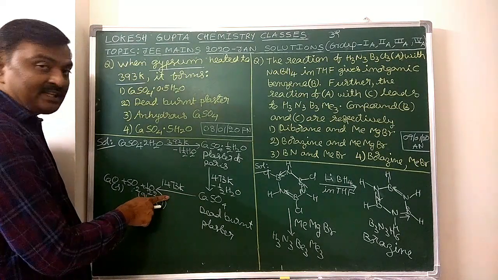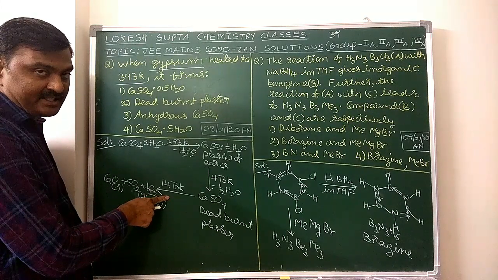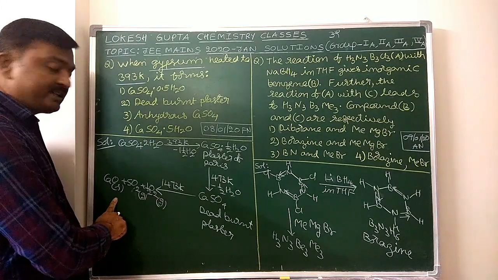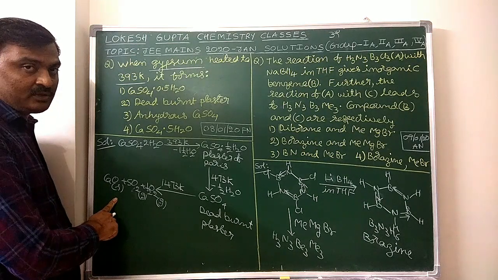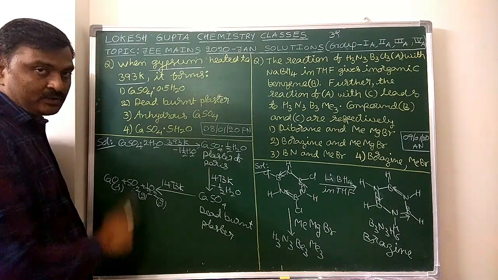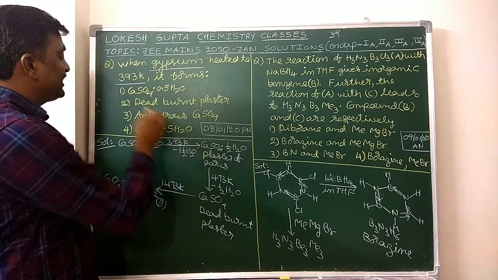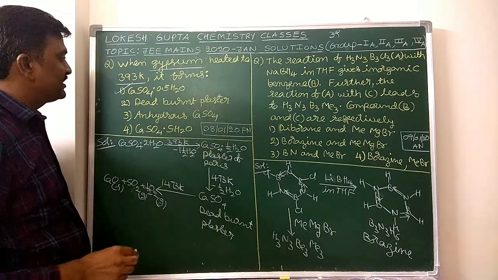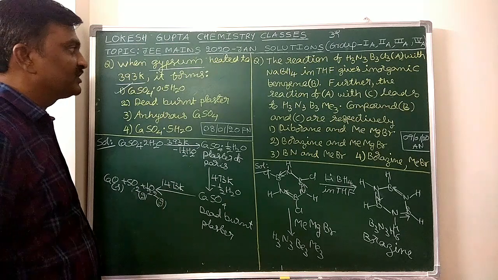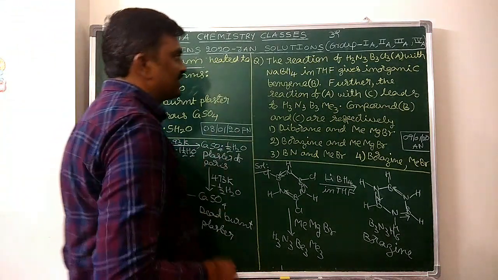If it is further heated to 1200 degrees centigrade, then it decomposes to CaO, SO2 gas and O2 gas. Now in the question the temperature is 393 Kelvin only. So plaster of Paris, option 1. Now come to the next question.